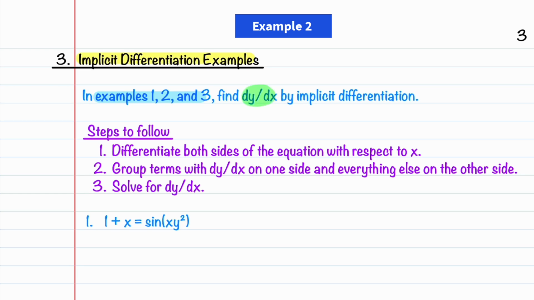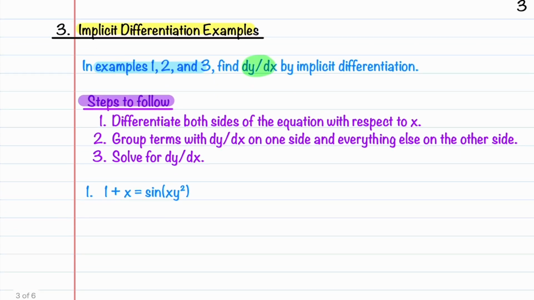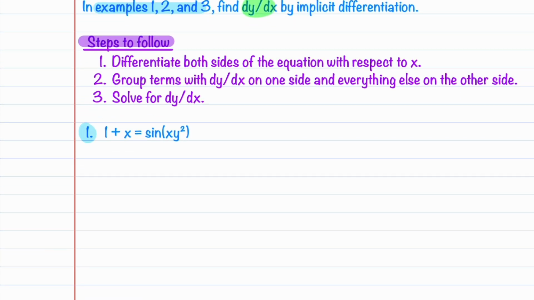In examples 1, 2, and 3, we are going to find dy/dx by implicit differentiation. I have written down the 3 steps that we can follow just to make it easier, and we will go through these steps as we walk through our examples. Let's look at our first example.